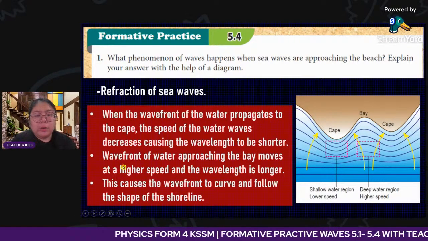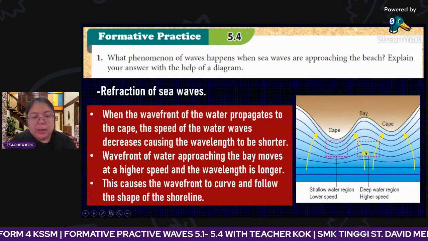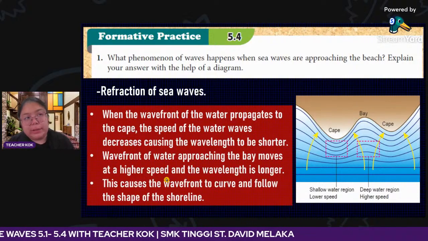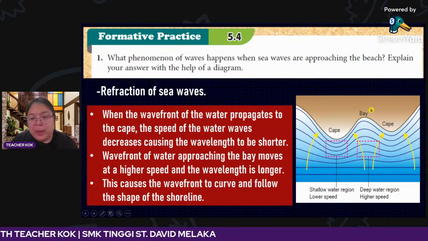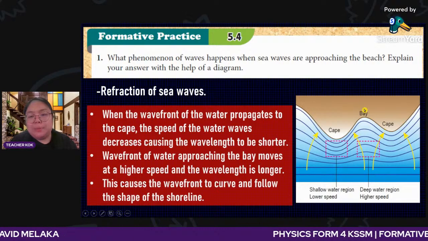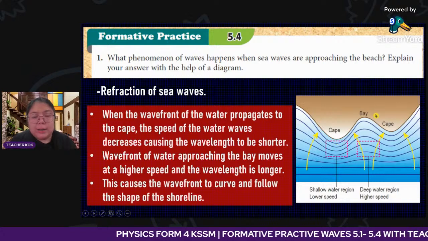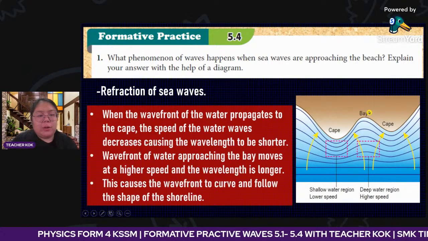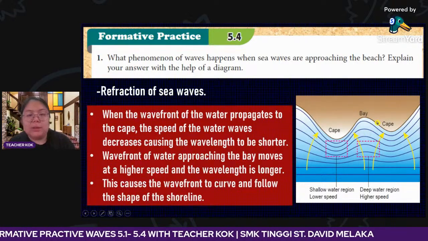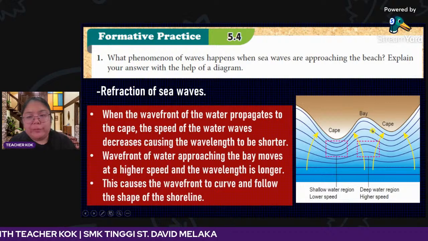Another way, when the wavefront is approaching the bay, you find the speed is a bit higher compared to the gap. You don't compare the bay and the middle of the sea. No, we just compare the bay and the gap. The gap has slow speed, the bay is a bit faster. So from here we find the wavelength at the bay is a bit longer. So gap and bay have different wavelengths.